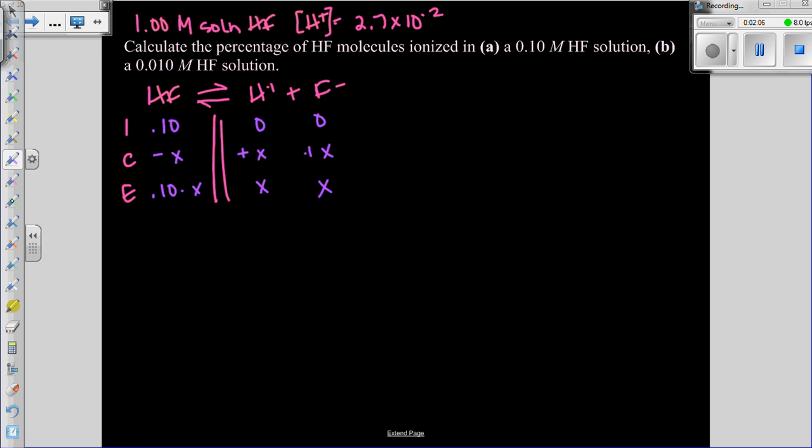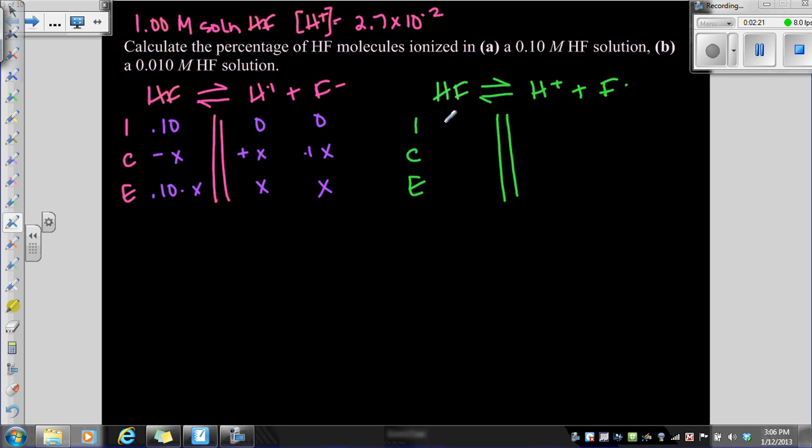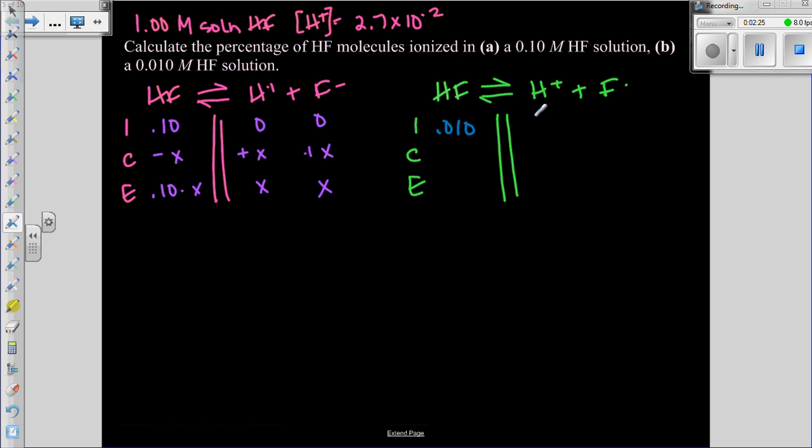Now, just as a comparison, I'm going to do B here. So I'm going to write the same reaction again because it's the same substance, and create my initial, change, final table. And then I am going to include my 0.010 molar solution. Hydrogen ion and fluoride ion are both 0. I don't know how much this is going to go down by because there are no equilibrium concentrations. So I make my change minus X, and then I end up with my equilibrium concentrations.